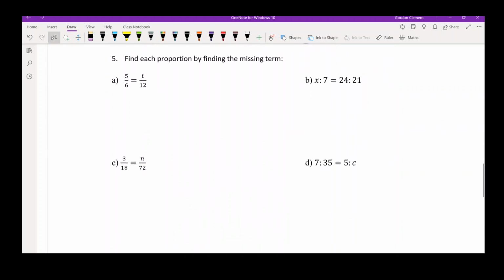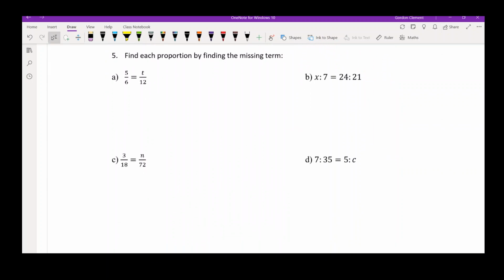And the other thing we did was solving proportions. There's a few ways to do this. So you can look at this one and say, well, I know 6 times 2 is 12. So I'm going to do the top times 2, and I'll know that t has to be 5 times 2, 10.